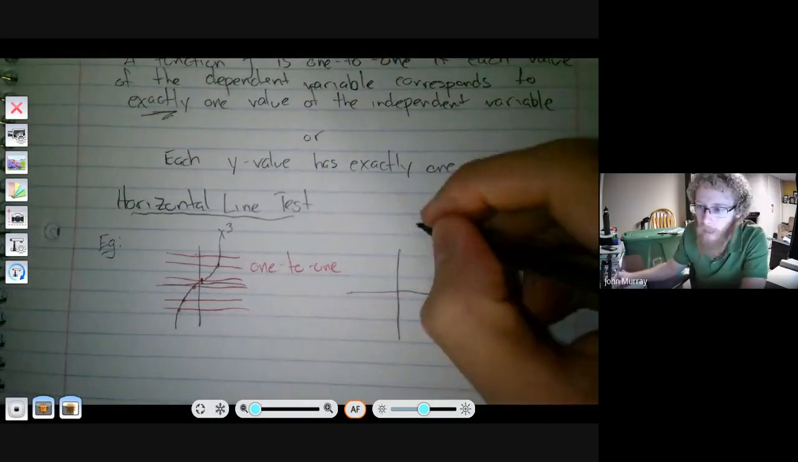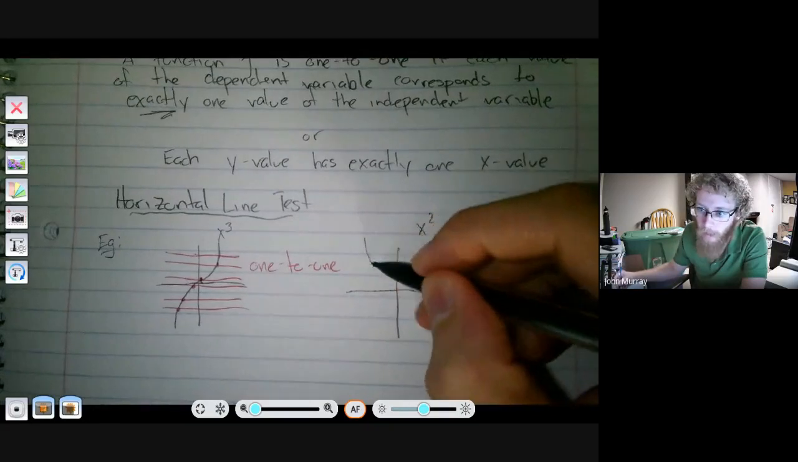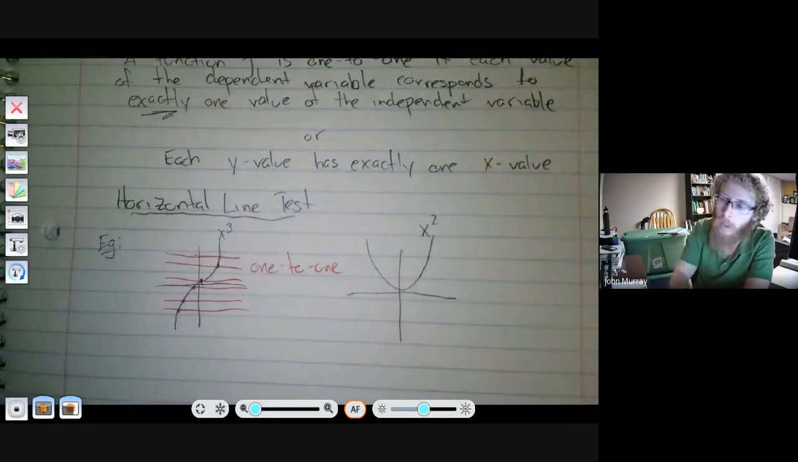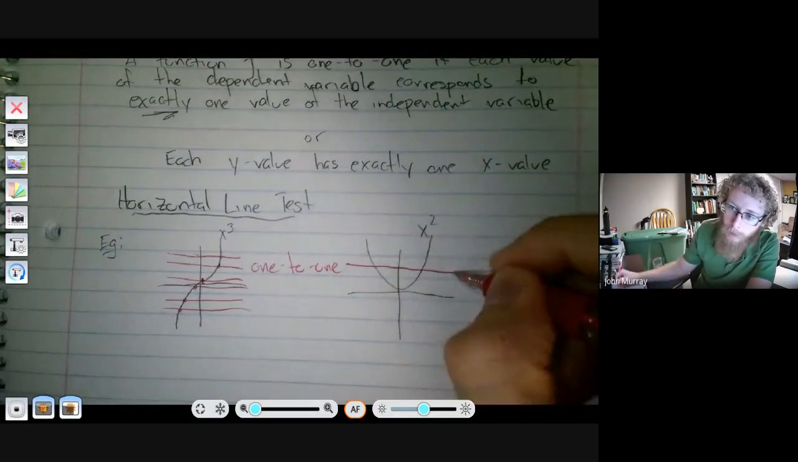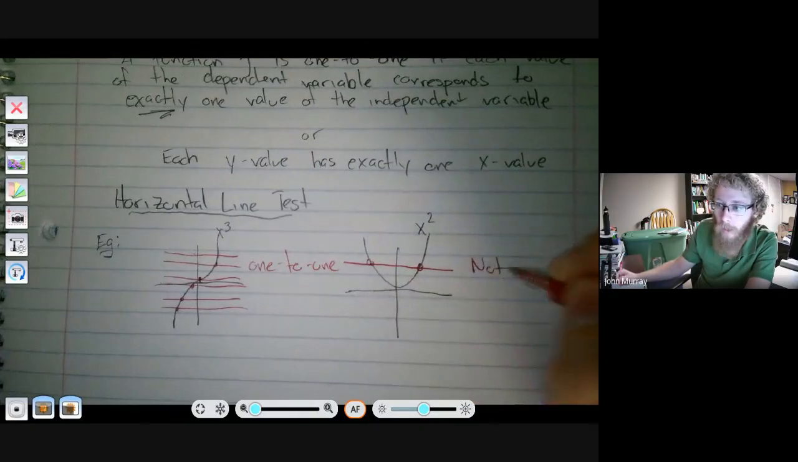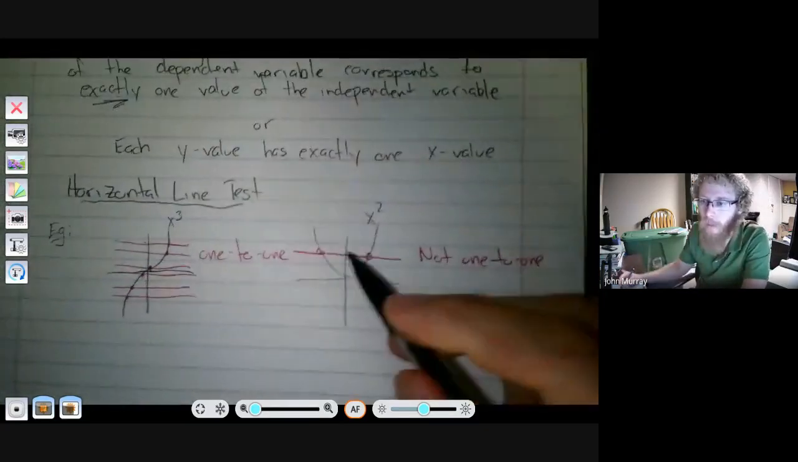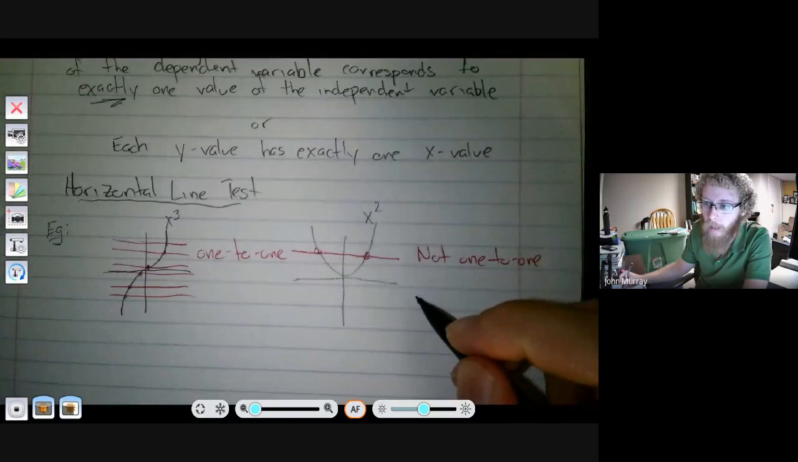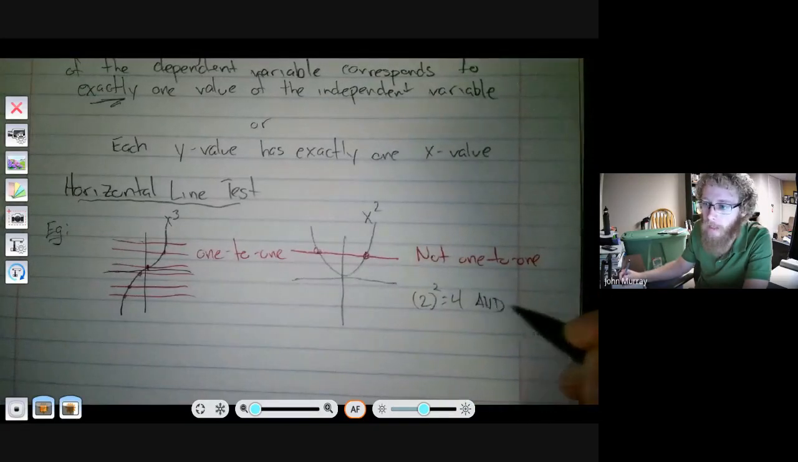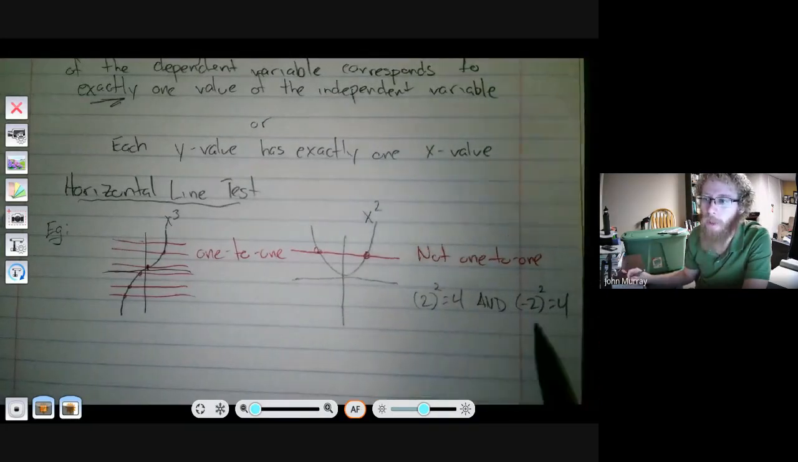Now, if I had something like x squared, and I do the horizontal line test, it crosses twice. Okay, and again, if I look at this, I have 2 squared equals 4, and I have -2 squared equals 4. So here, I have two separate x values that give me the same y value.